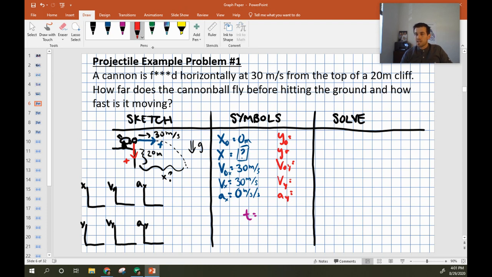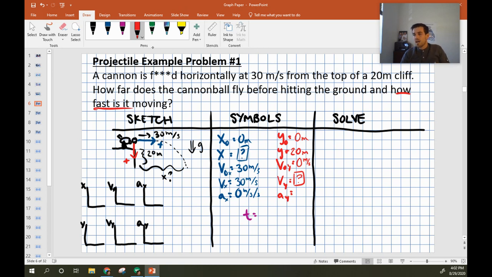Now for the y variables, because I set my initial position there, my initial height is 0. My final height will be 20 meters, because this is my positive direction and the ground is 20 meters away. My initial velocity is 0 because, like I said, it's being fired horizontally, which means none of this 30 meters per second is vertical. There will be vertical velocity in moments after it's fired, but at the initial moment, v naught, it's still 0. My final velocity, we don't know that, and that's part of the question. How fast is it moving? So we'll solve for that.